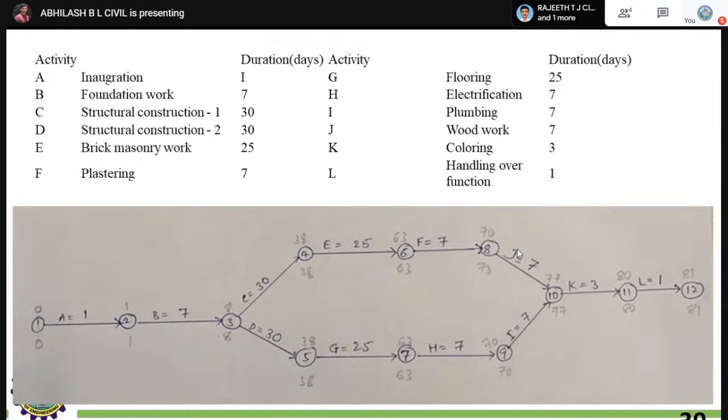Till here, you shouldn't continue the problem. You stop the problem till here. It is 70, 70, since you are having both the I and J activities at 7.